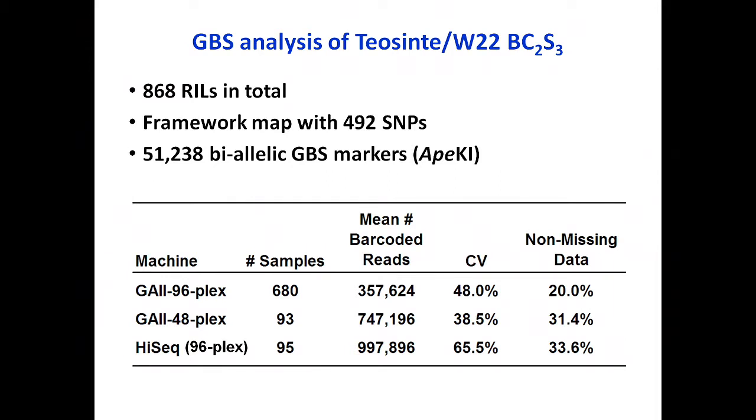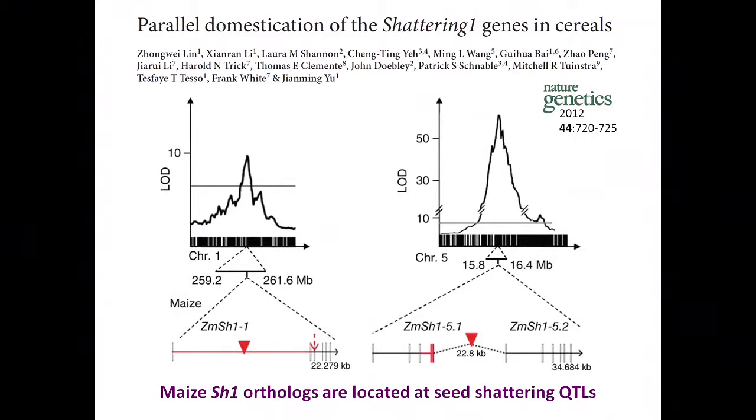Okay, so this map that I got, they then used in a collaborative study where folks working in sorghum had positionally cloned a gene in sorghum that also had been cloned in rice. It's called the shattering 1 gene.